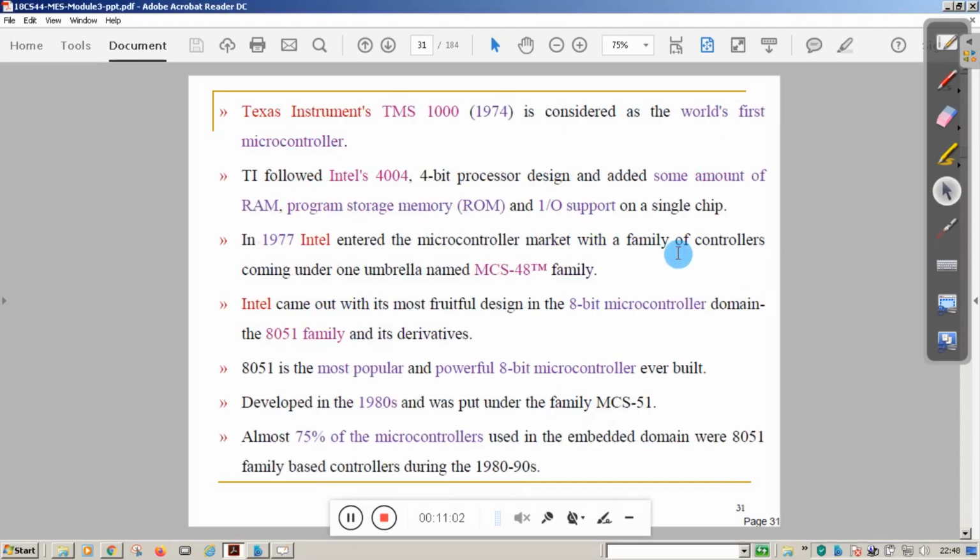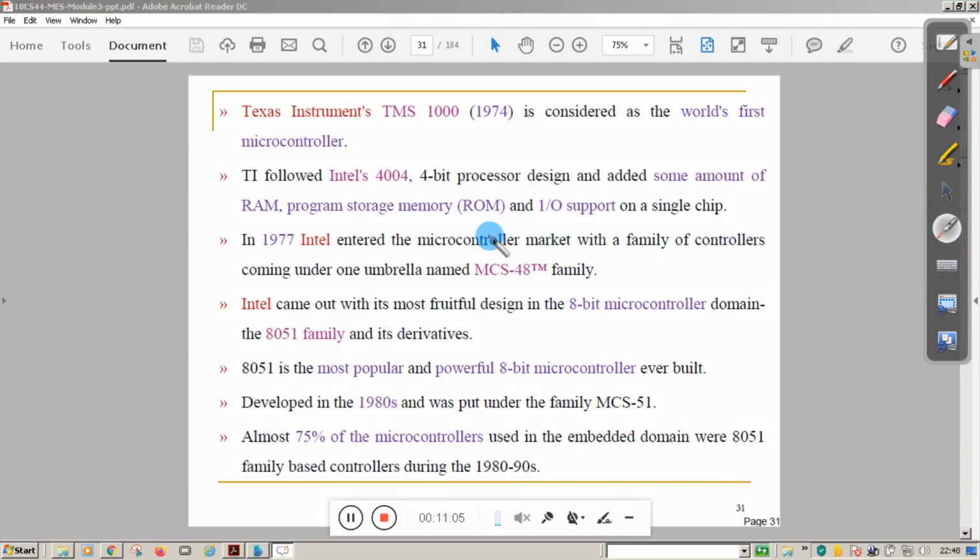If you see the history of the microcontroller, the first microcontroller was from Texas Instruments, TMS 1000 in 1974. The first microprocessor from Intel was the 4004, a 4-bit processor, which was used in a calculator design, and a calculator is nothing but an embedded system. Then in 1977, Intel came with the 8051. It is an 8-bit microcontroller.